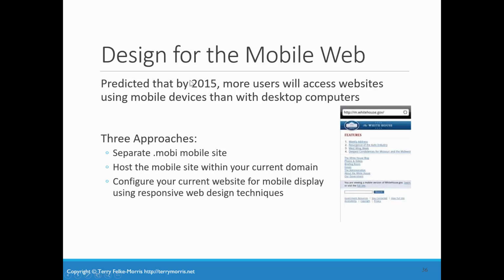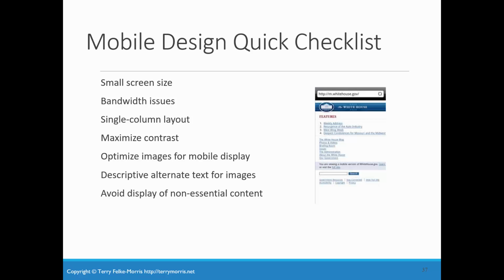This has happened. More people today access websites using mobile devices than they do with desktops or laptops. So there's three approaches. You can create your own external mobile site, and many places do. A lot of times if you go out to a site and you go out to M followed by that site name, you'll have the mobile one. You can host a mobile site within your current domain, or you can configure your current website for mobile display using responsive web design techniques.